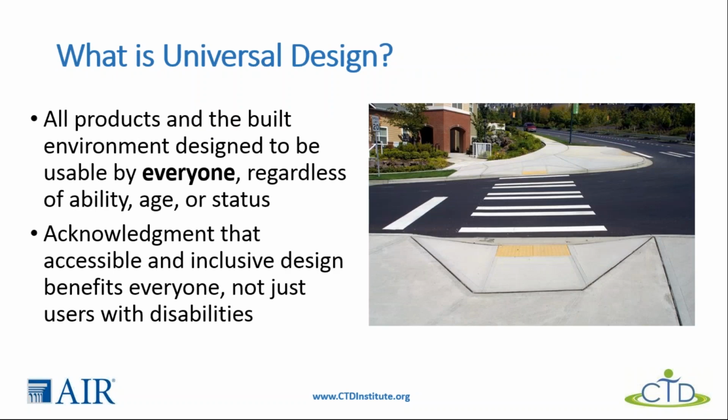So I mentioned briefly universal design when I said if we're not universally designing things. And when we're talking about universal design, the classic example is always, as you can see in my image here, the curb cuts on a sidewalk. And when we talk about universal design, we mean that all products and the built environment are designed to be usable by everybody, regardless of somebody's ability, age, or status. And there's an understanding when you talk about universal design that making things accessible and inclusive benefits everybody, not just users with disabilities. And it's why this curb cut example is such a nice visual reminder, because we all use curb cuts, whether we're riding a bike or pushing a stroller or wheeling a shopping cart or luggage.